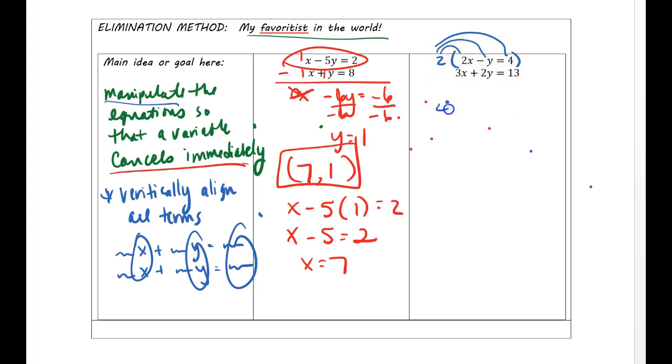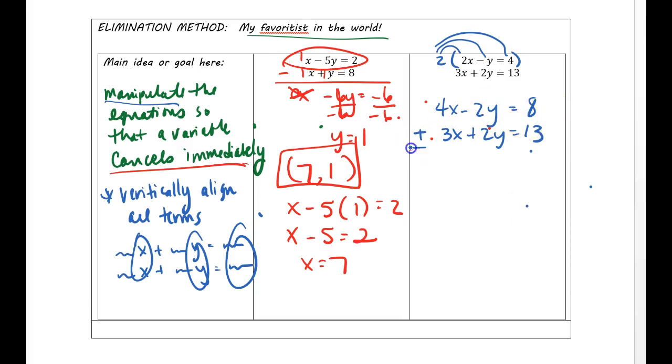So 2 times 2x is 4x. 2 times negative y is negative 2y. 2 times 4 is 8. Yay! Then I recopy the second one because I didn't do anything to it. I didn't need to do anything to it because miraculously now, look at my equations.